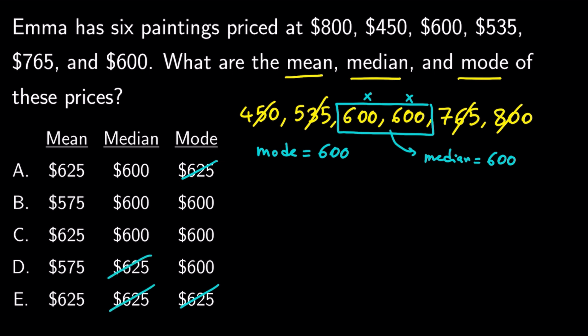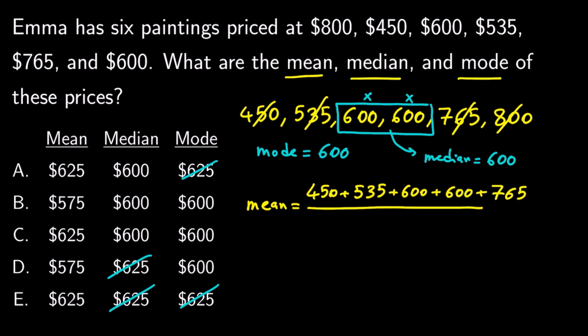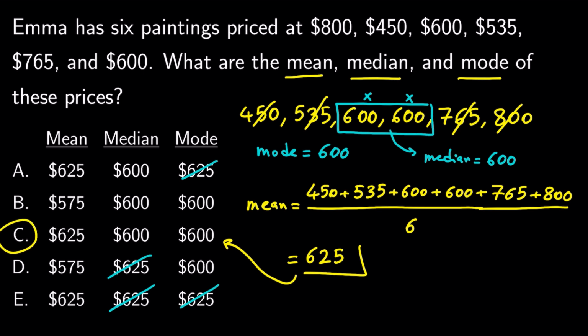Finally, we find the mean, which is actually the average of these numbers. So mean equals the sum of all the numbers divided by 6. We computed using a calculator to get 625, and that's it. We can now find the right answer, which is C.